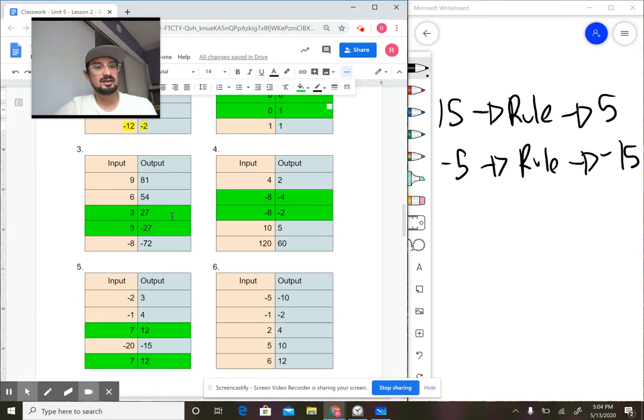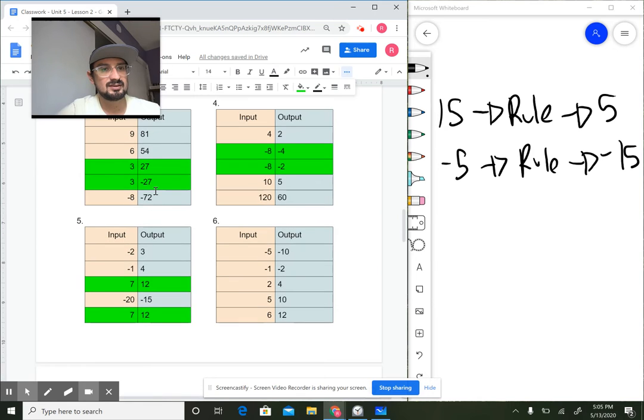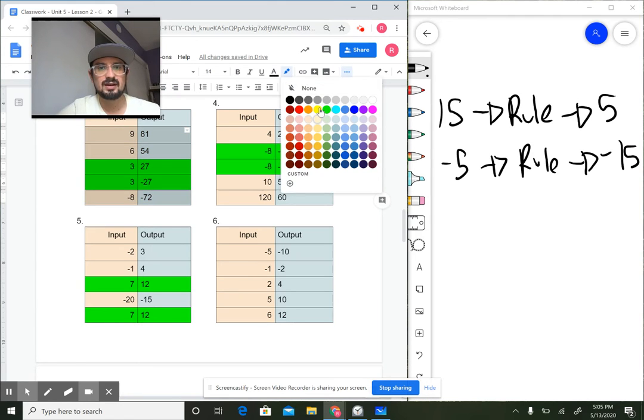So for this one down here, I also pointed out that the rule looks like it's multiplied by 9. So multiply by 9. 9 times 9 is 81. 6 times 9 is 54. 3 times 9 is 27. 3 times 9 is negative 27? So no, this doesn't make sense. You have the same input with two different outputs. And so this second 3 doesn't obey the rule. So this would not be a function.